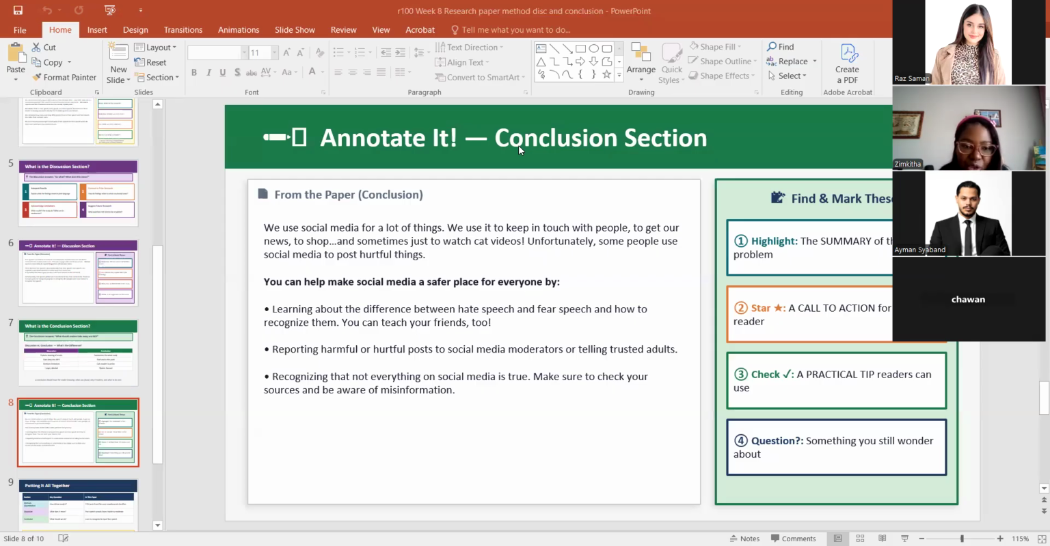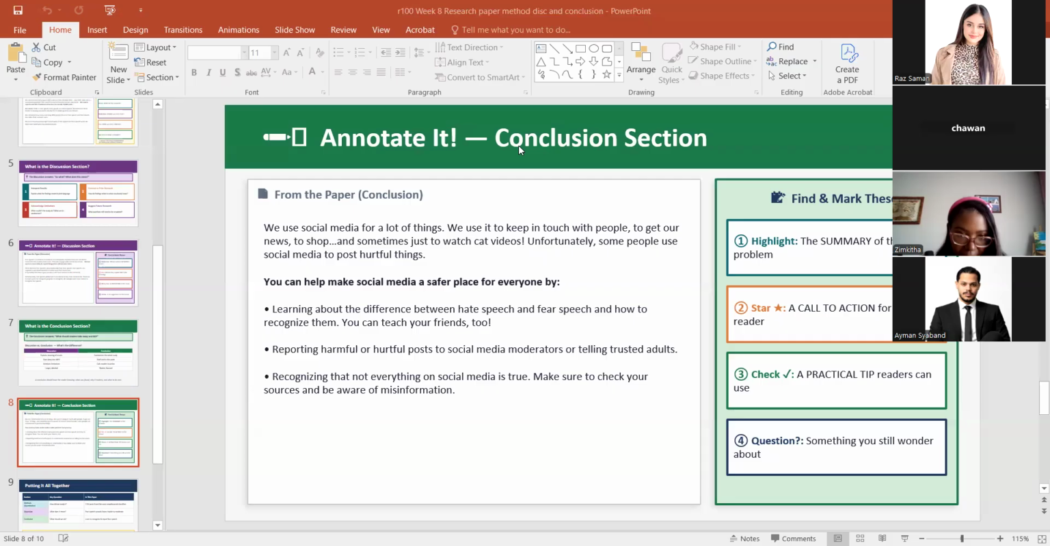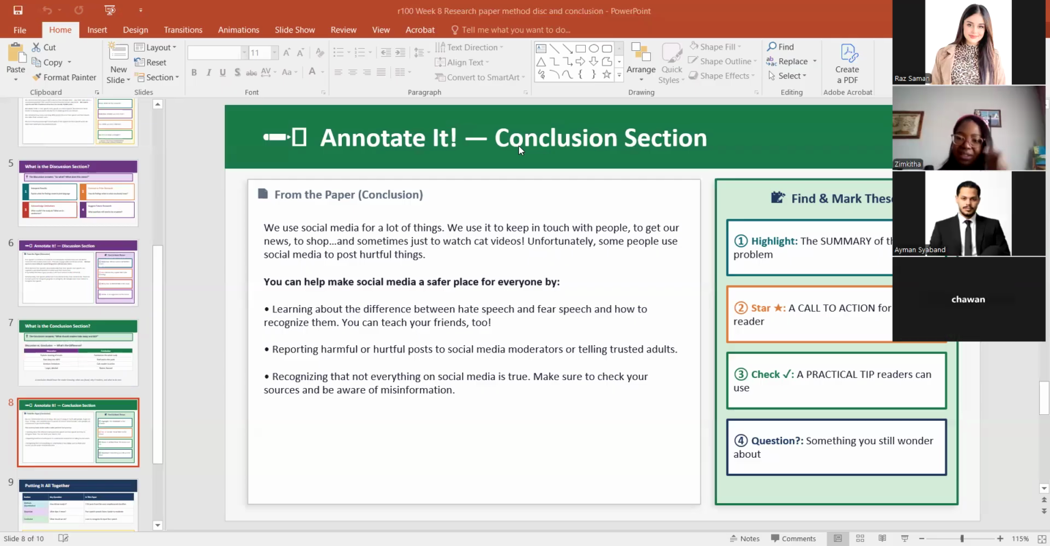You can help make social media a safer place for everyone by, and then she lists three points. Those three points are what? It's to help make social media a safer place for everyone. So all of those three points actually fall under what? What would I label those three points? Call to action. Yep. All three of them, Raz. All three of them.